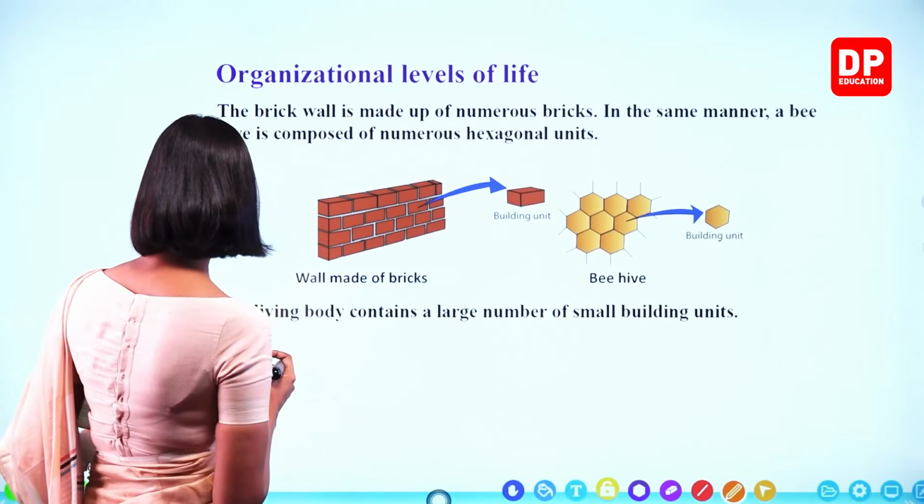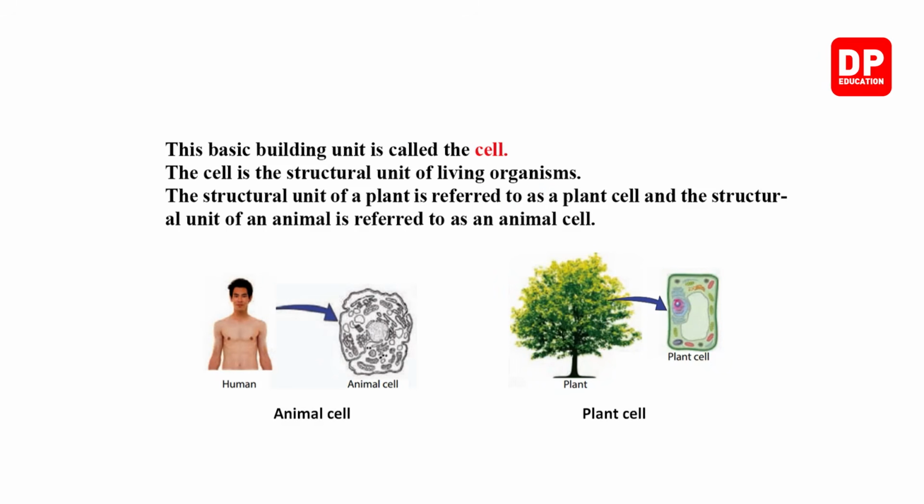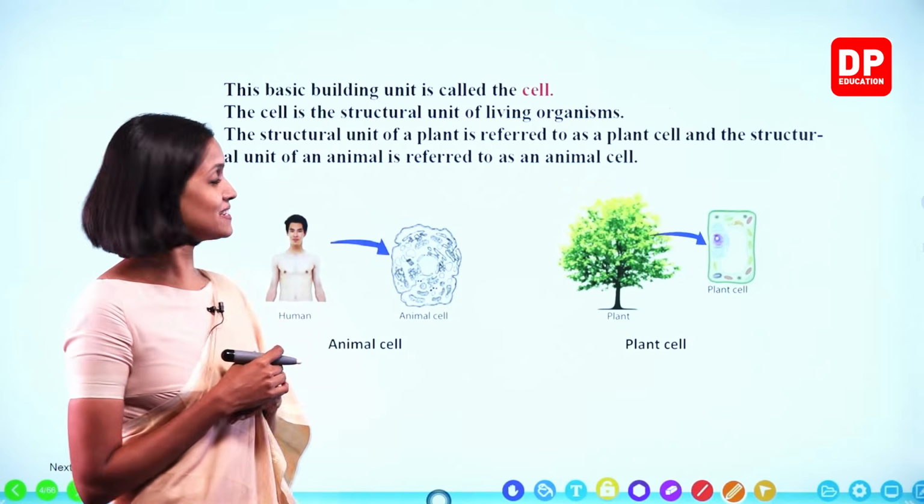Right? Okay. Now look at these pictures. Here human is given. Now human is a type of animal. We have learned that. Right, children?